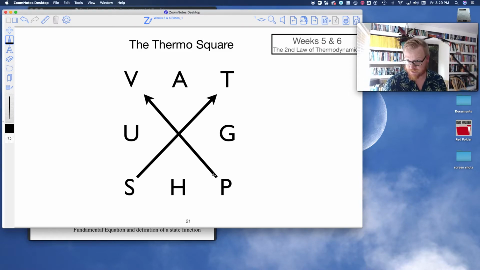Okay, so the first thing you have to do is come up with a mnemonic to remember this. What you do have to memorize is this: VAT, UG, SHP, with an arrow pointing from S to T, and an arrow pointing from P to V. So you have to remember this.